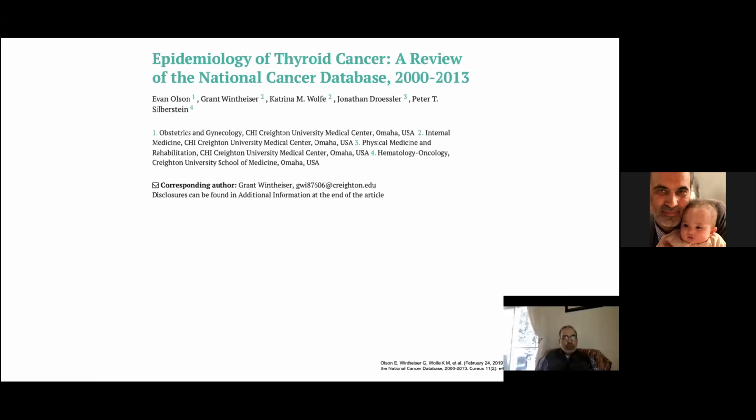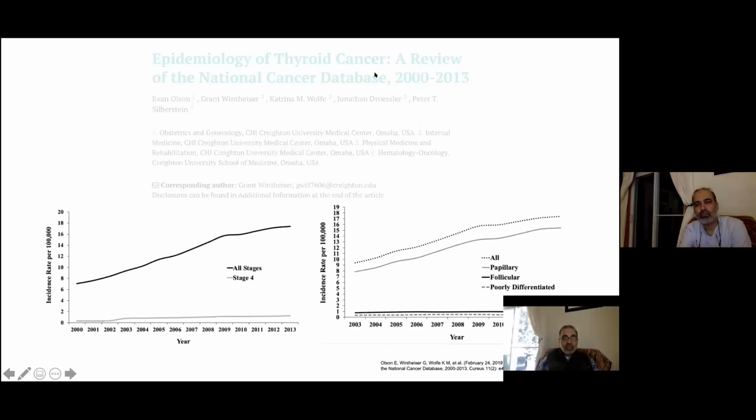If you were to look at these data, and these data came out of the US, and this is epidemiology trends over well over a decade, you will see in this particular slide that there has been a significant rise in all stages of thyroid cancer except stage 4, which is the more advanced stage. So essentially what you're seeing is that more early stage cancers are being picked up.